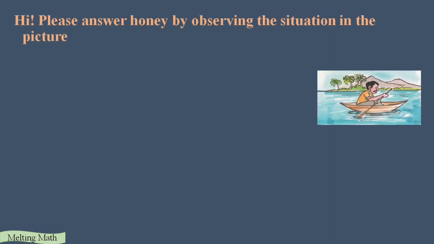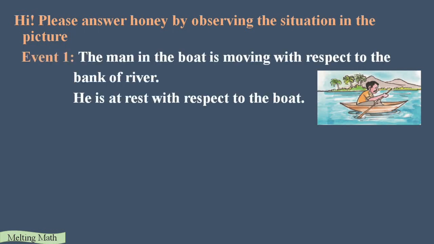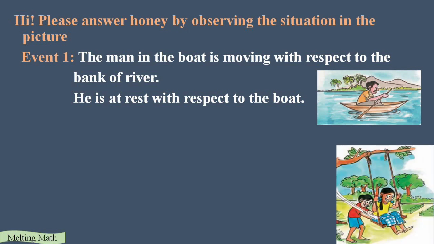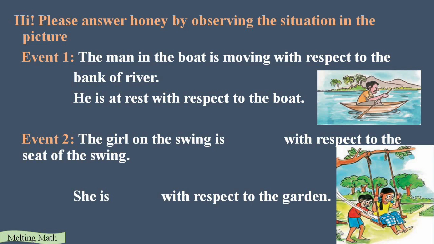Okay, next one, observe this image. One man is moving on the boat with respect to the surroundings, but he is at rest with respect to the boat. Then observe the second image. The girl on the swing is moving with respect to the seat of the swing, but she is at rest with respect to the garden. Okay, these are the answers.